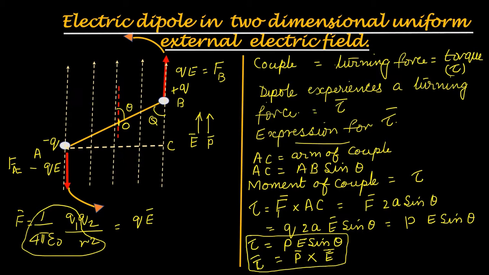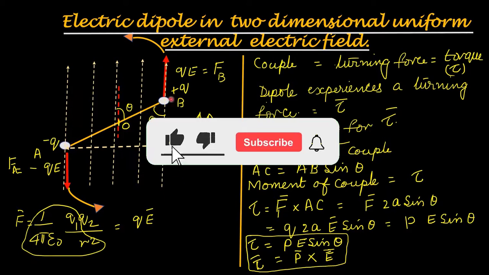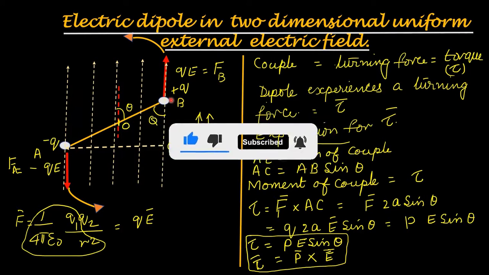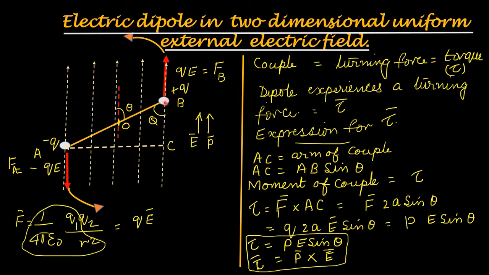Now the direction of torque. Electric field direction is planar, it is in 2 dimension. So also the dipole is resting in 2 dimension at an angle. The torque direction will be perpendicular to both these vectors. That is, it may be directed into the plane of paper or it may project from the plane of paper. Direction of torque can be determined by right hand rule or right hand screw rule. Watch this video that I have included in this video.